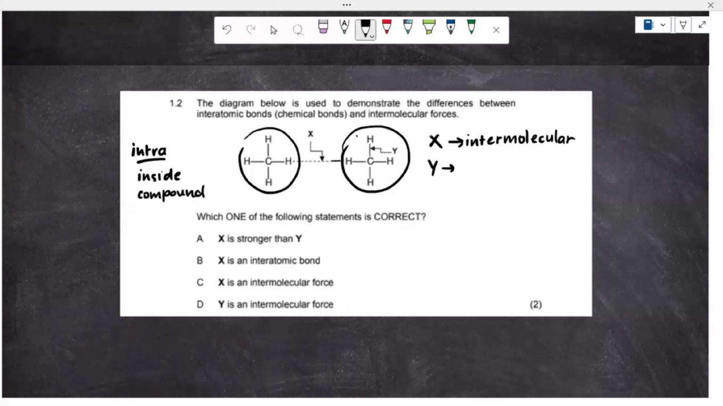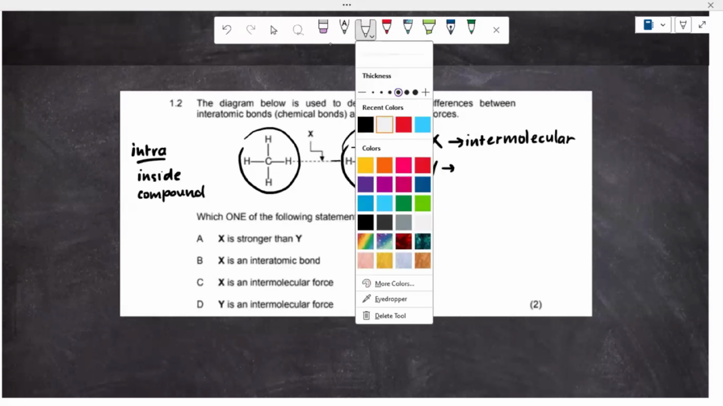Whereas Y is within the compound, right? And then it's the chemical bond bonding our atoms. Okay, so if you do get confused, it's natural, it's normal, everyone does, especially when you first start this.